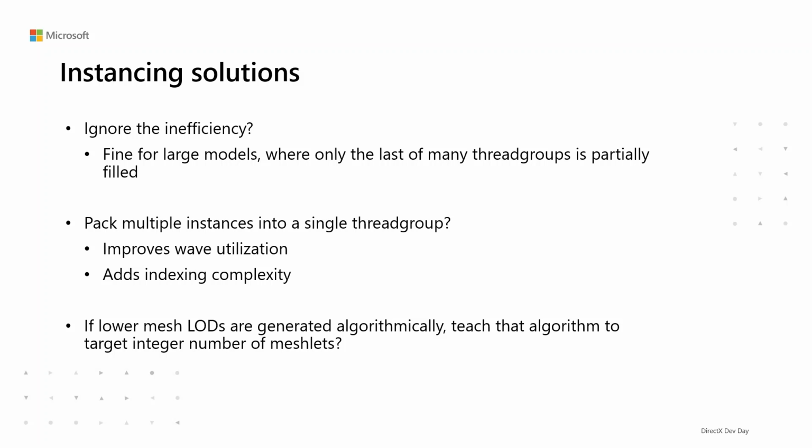Another experimental idea, which we haven't really proven out yet, but we think will work well. In a lot of engines, the lower detail versions of meshes are actually generated algorithmically by some kind of asset reduce. If you teach that algorithm about meshlet sizes, it can actually just completely avoid that problem by knowing that 32, 64, 128 are going to be efficient. Just try not to generate things that won't pack well.